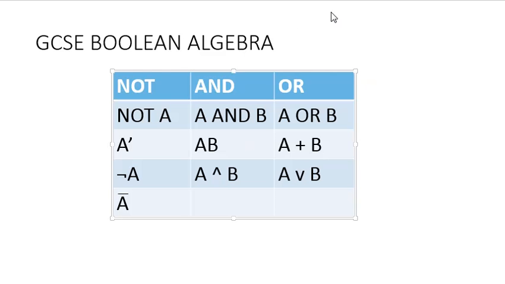For GCSE Boolean Algebra, you only need to understand three logical gates or three Boolean operators, and they are the not, the and the or. We will get to defining exactly what these mean in a moment, but before we do that, we need to deal with the issue of different notations that may be used to represent these.